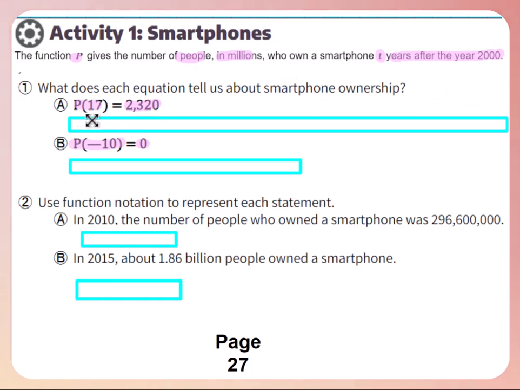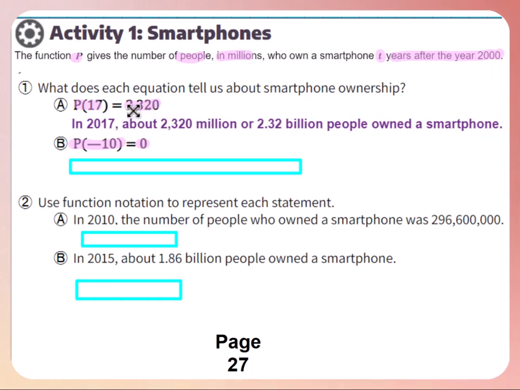All right, the number of people in millions is going to be our output. I'm sorry, not our input. Our input is going to be years after the year 2000. So let's see if we can interpret what this means. Our input is the number of years after 2000, so add 17 to 2000. We can say that in 2017, about 2,320 million, another way to say that is 2.32 billion people, owned a smartphone.